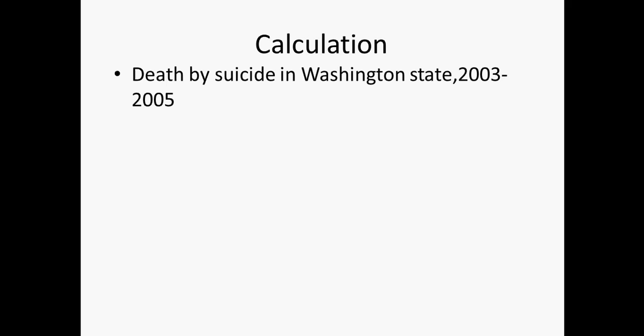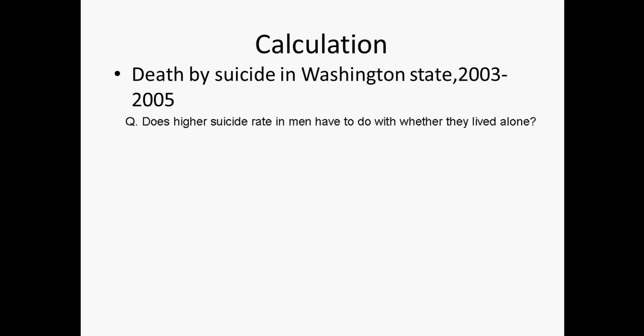So now let's look at how to calculate odds ratio. Now we will look at hypothetical data wherein we are looking at deaths occurring by suicide in Washington state from 2003 to 2005. So my research question is, does higher suicide rate in men have to do anything with whether they lived alone? So here we can see that suicide is our health event or outcome, and living alone or not living alone becomes our exposure and no exposure status.